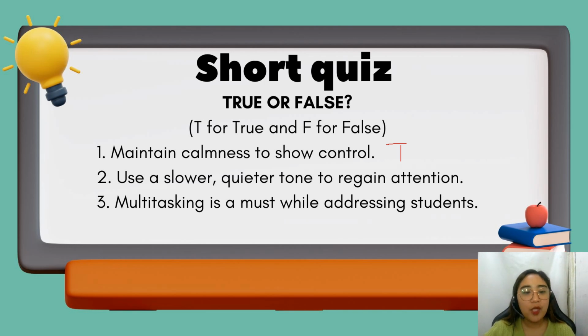What about number two? Use a slower, quieter tone to regain attention. Is it true or false? Pause the video and think about your answer. Welcome back. And okay, the answer here for number two is still true. What about number three? Multitasking is a must while addressing students. Okay, so I want you to think deeply while answering. Okay, so the answer for number three is false. Remember, you should avoid multitasking while addressing students.